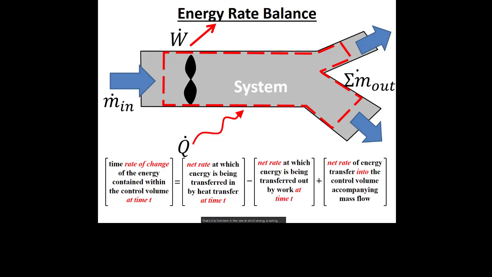Right? So this open version of the first law is telling us that the rate of change in energy in the system, we can figure that out by looking at the rate that energy is coming in by heat transfer minus the rate at which energy is leaving by work, plus the net rate of energy coming into the control volume by mass, right? So that's the energy that goes in with the mass minus the energy that goes out with the mass.